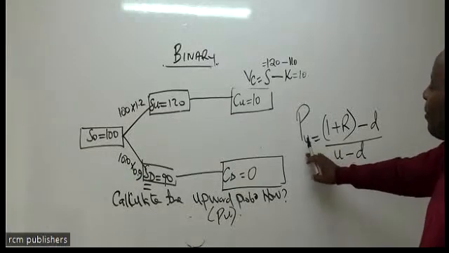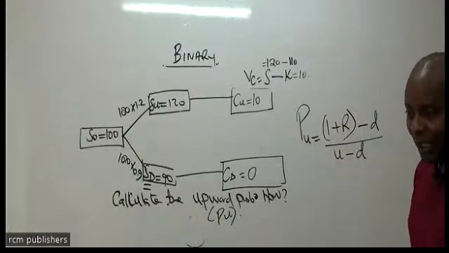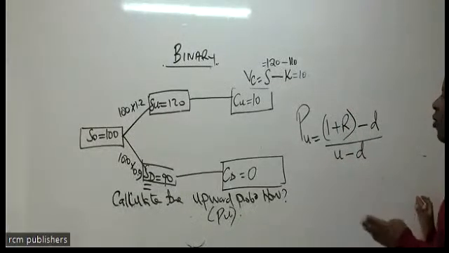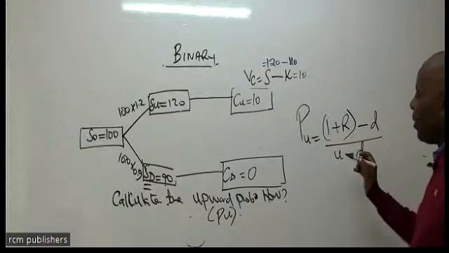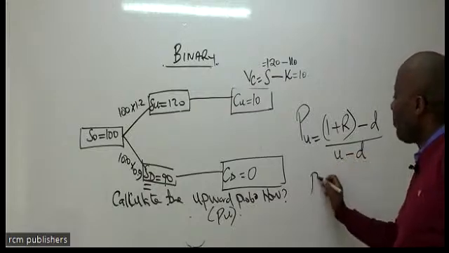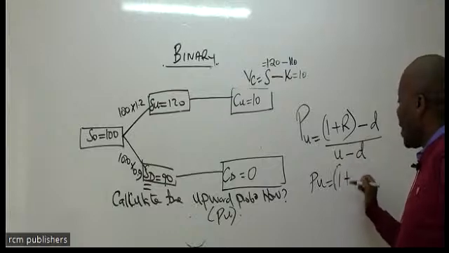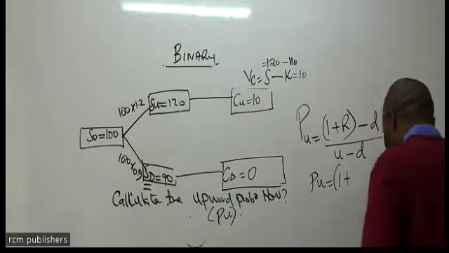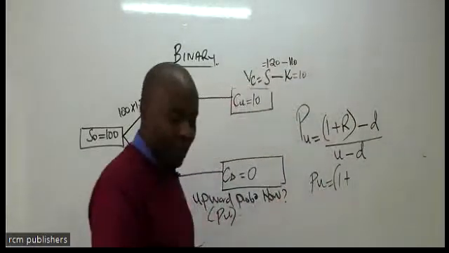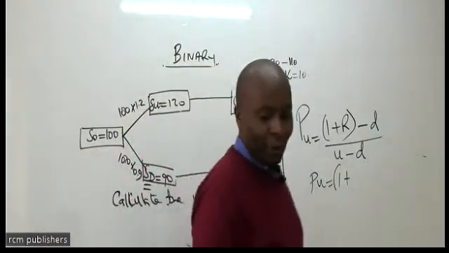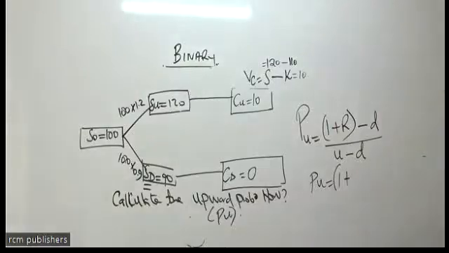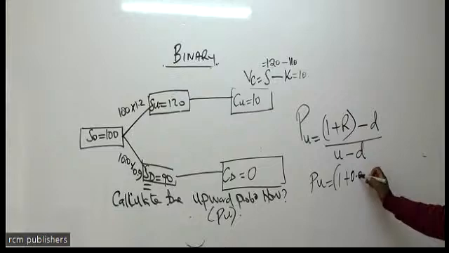So in this case, the upward probability, you have to cram this formula, is 1 plus R minus the down index, all over U minus the down index. So then what do we have, ladies and gentlemen? My PU will be equal to 1 plus the risk-free rate. Are you able to remember the risk-free rate of return, you good students? 5%. So 5% is the same as 0.05.